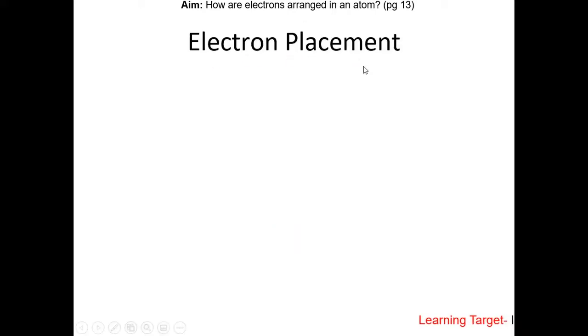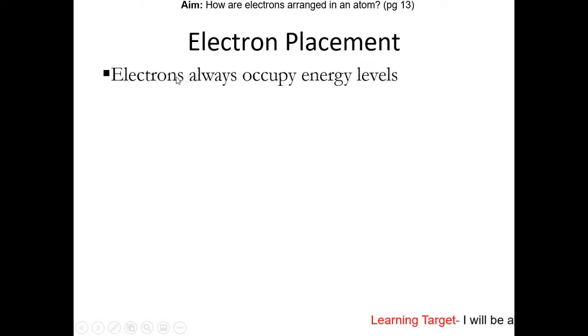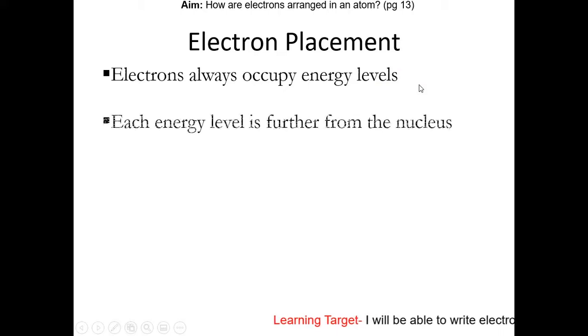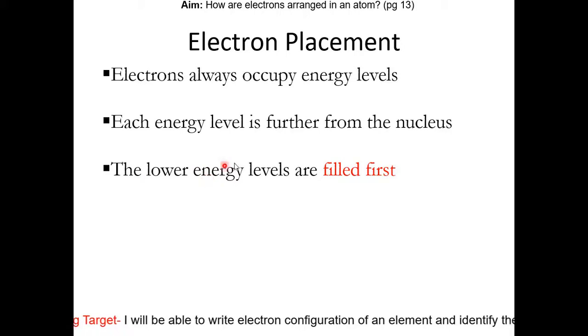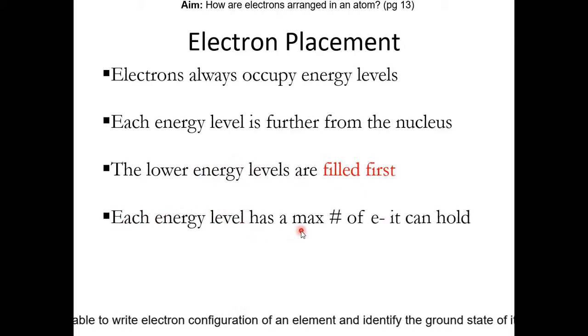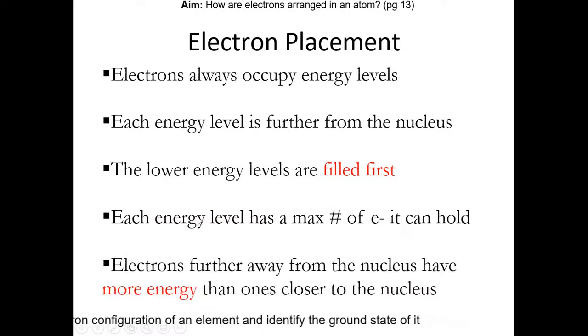Electron placement. So this is a summary slide. Electrons always occupy energy levels in an atom. Each energy level is further from the nucleus. Theoretically, an atom can have an infinite amount of energy levels. The lower energy levels are filled first. Each energy level has a maximum number of electrons it can hold. The electrons further away from the nucleus have more energy than the ones closer to the nucleus.